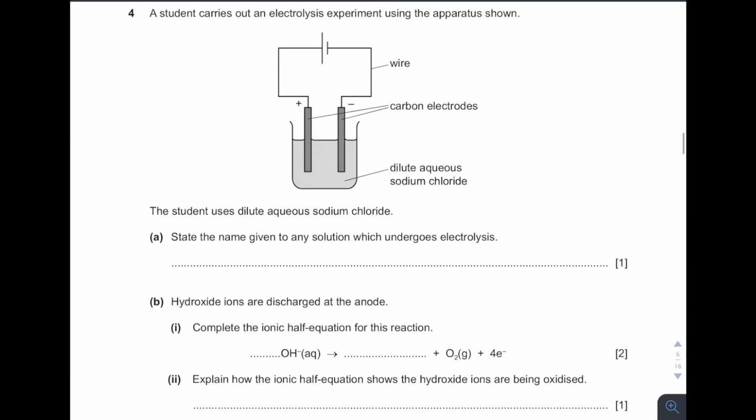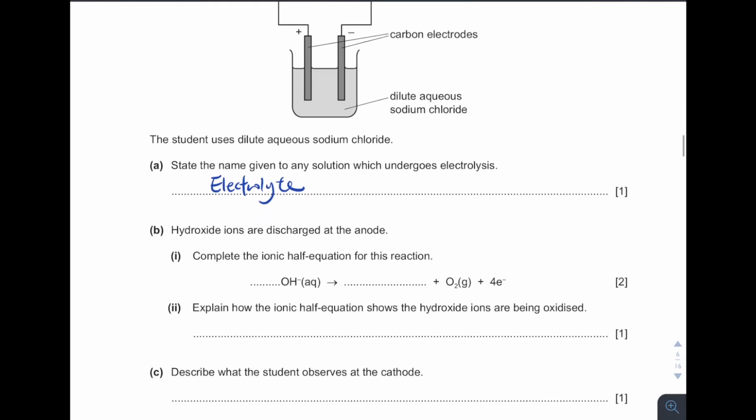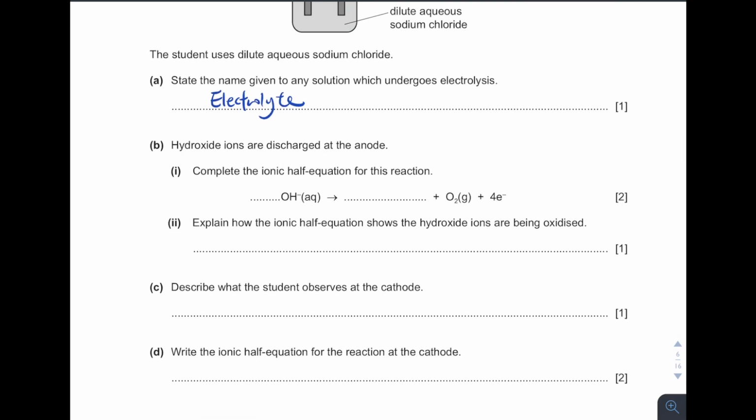Next one, electrolysis. State the name given to any solution which undergoes electrolysis. It is electrolyte. And then complete the ionic half equation, hydroxide. It's always 4OH negative to form 2H2O. Then show that in the ionic half equation the hydroxide ions are being oxidized. You are asked to explain. Because it loses electrons. Electrons are written on the right hand side, electrons are produced.